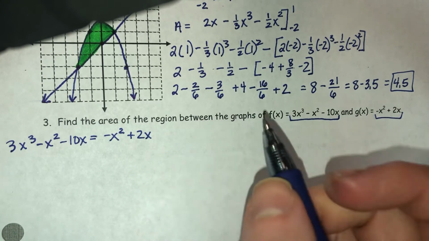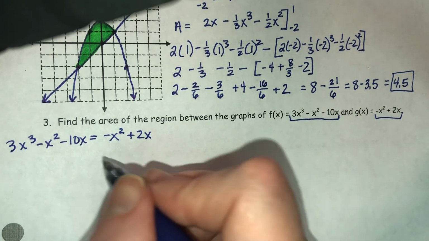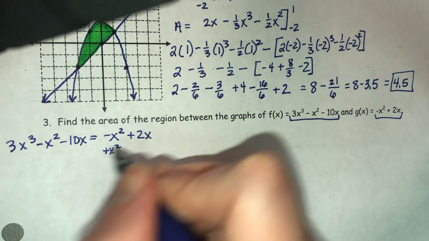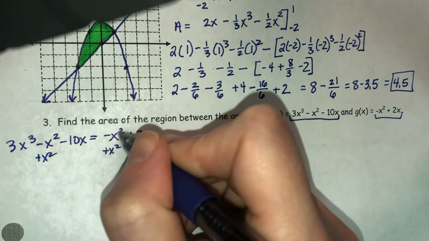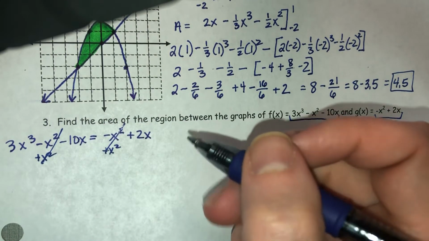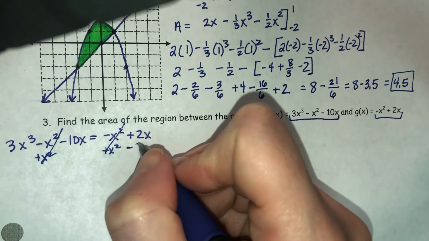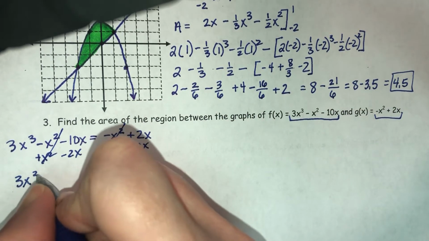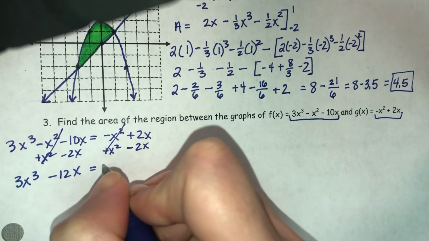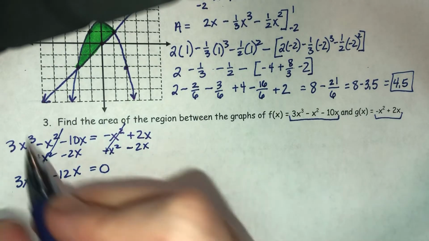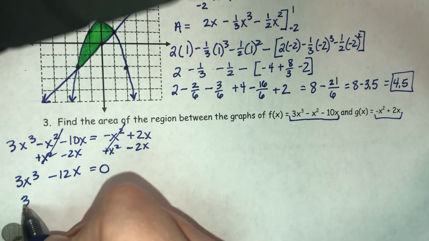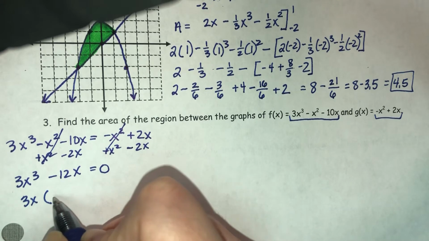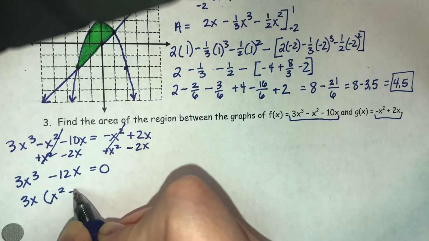So we'll start by getting this all set equal to 0. So I'll add x squared to both sides, which is kind of nice because these x squareds actually add up to 0 on both sides. And I'm going to subtract 2x from both sides, so I'll have 3x cubed minus 12x equals 0. And I'm going to factor this, so the greatest common factor would be 3x. And if I take out 3x, I'll be left with x squared minus 4.